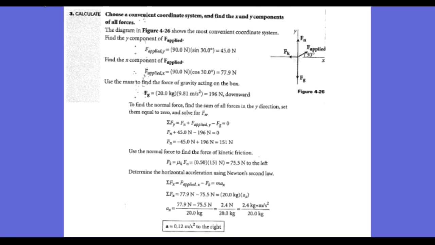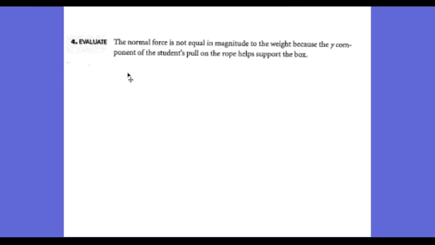And last step, evaluate. The normal force is not equal in magnitude to the weight like it often is, and this time it is not, because there is another force in the y direction, which is that y component of the tension of the rope, of the pulling force. If you don't have other forces in the y direction, which is a common case, then the weight is equal to the normal force. But once you add any other forces in the y direction, then the normal force is no longer equal to the weight. So you've got to watch out for that. Okay?